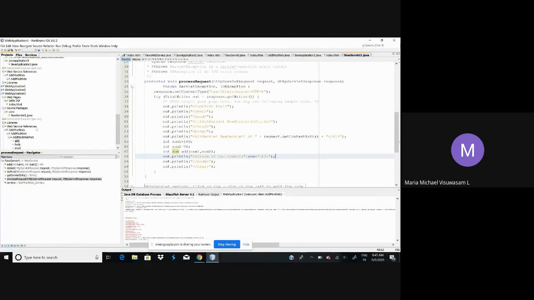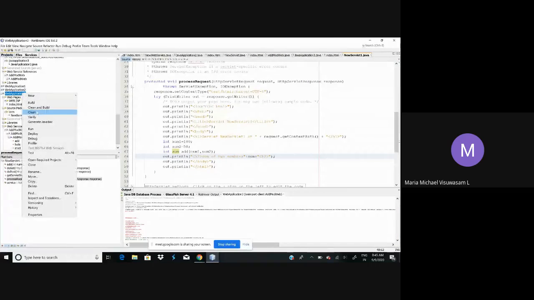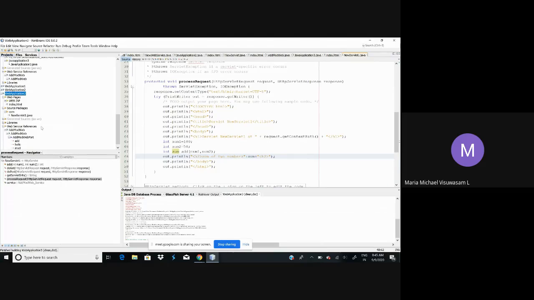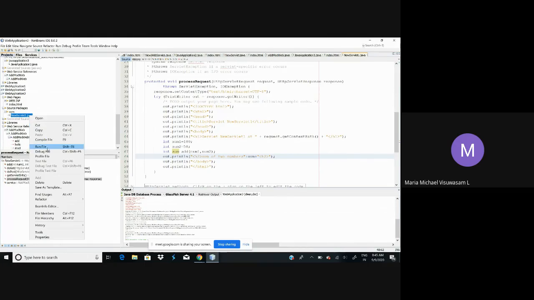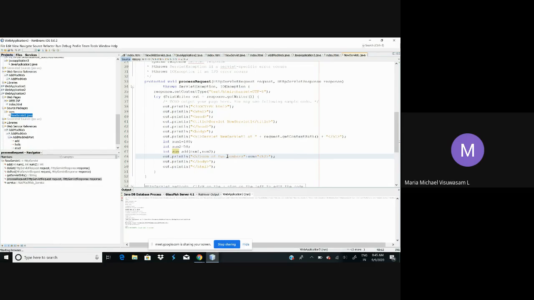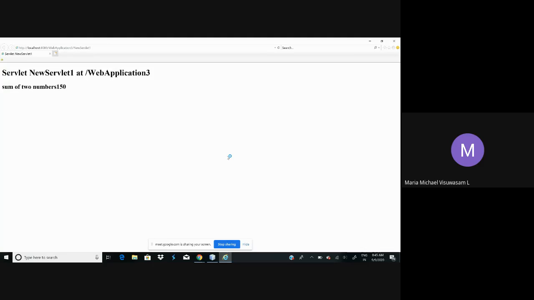So now we are going to execute it. WebApplication3. Clean and build. Yeah, it is running. So we'll launch the servlet. The answer should be 150. Yes. So when the servlet is running, it is showing the output as 150.